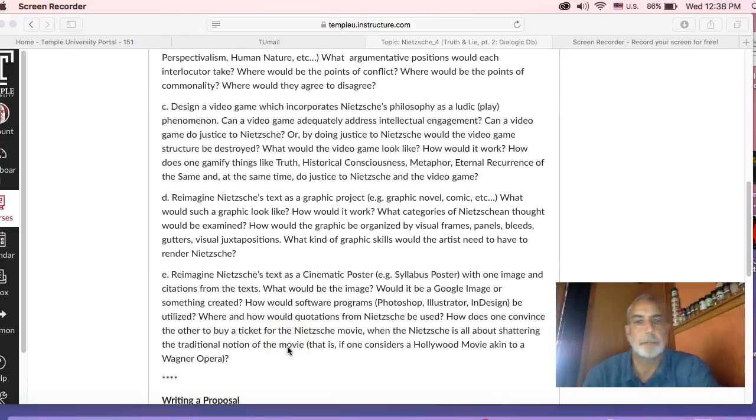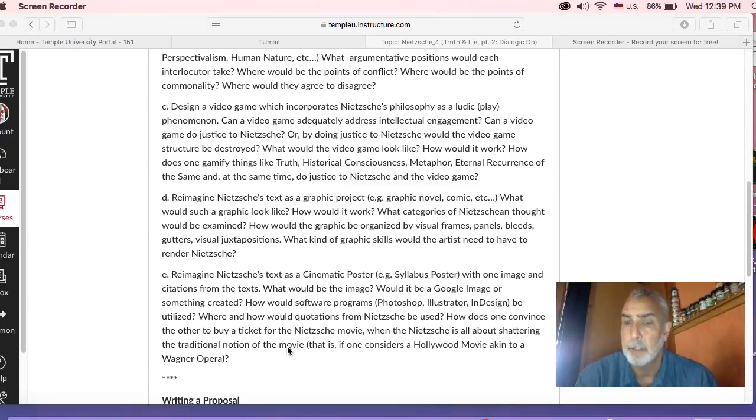Yeah, and so the graphic project again is thinking about Nietzsche in a visual way. So what kind of visuals would you use with Nietzsche, right? So graphic thinking is in addition to textual thinking, right? Usually our critical thinking is done in a textual way, through the book, through writing, but how do you do it in a graphic way, through visual images?